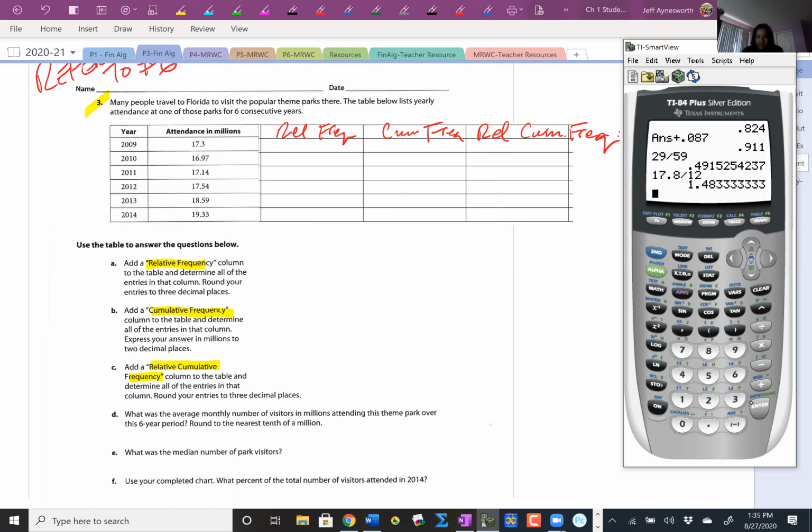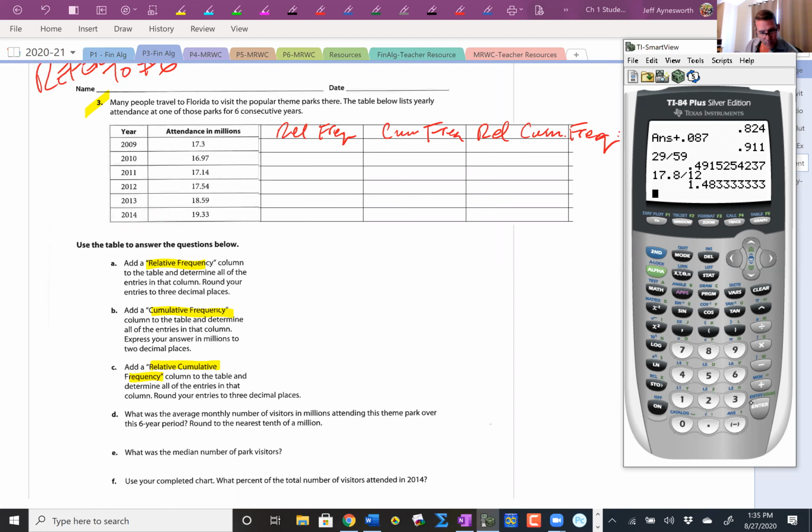What else, guys? I had a question. I was wondering about the process for F and G for number three. Okay, so let me see. So F, what is the percent of the total number of visitors attended in 2014? So the percent.